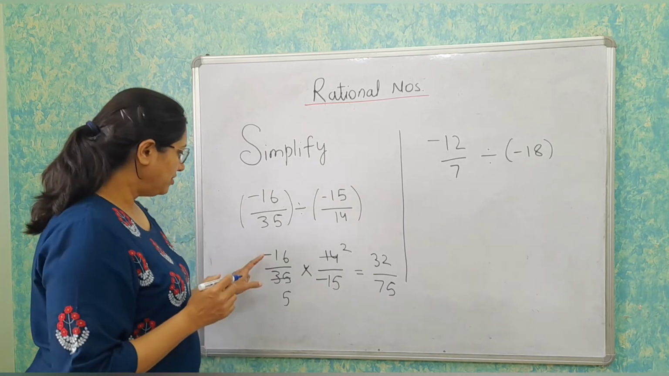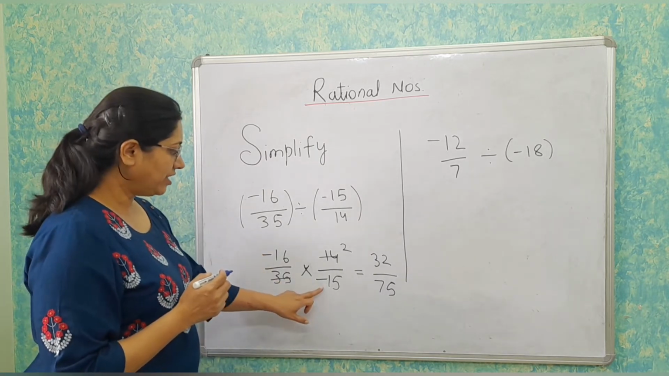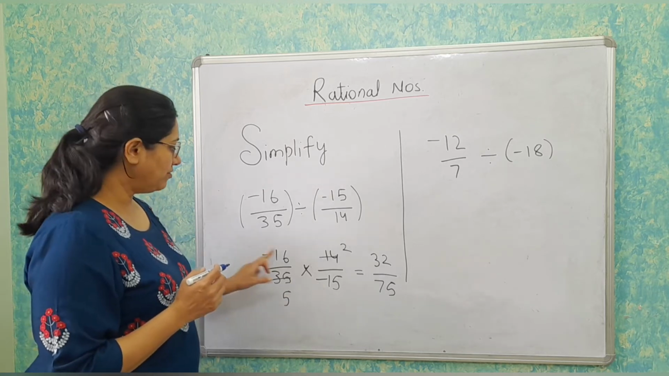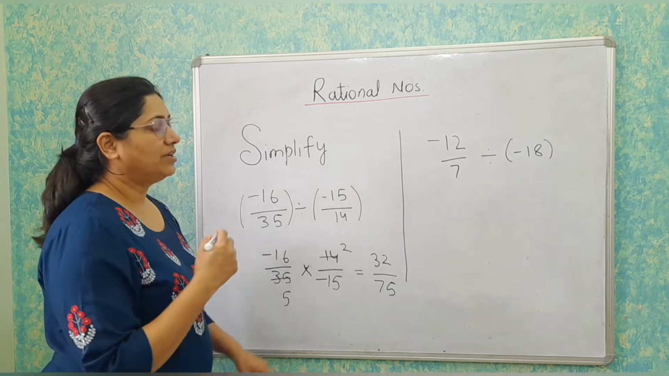And what about the negative sign? One negative sign in numerator and one negative sign in denominator. So they will cancel each other and our answer will be a positive rational number.